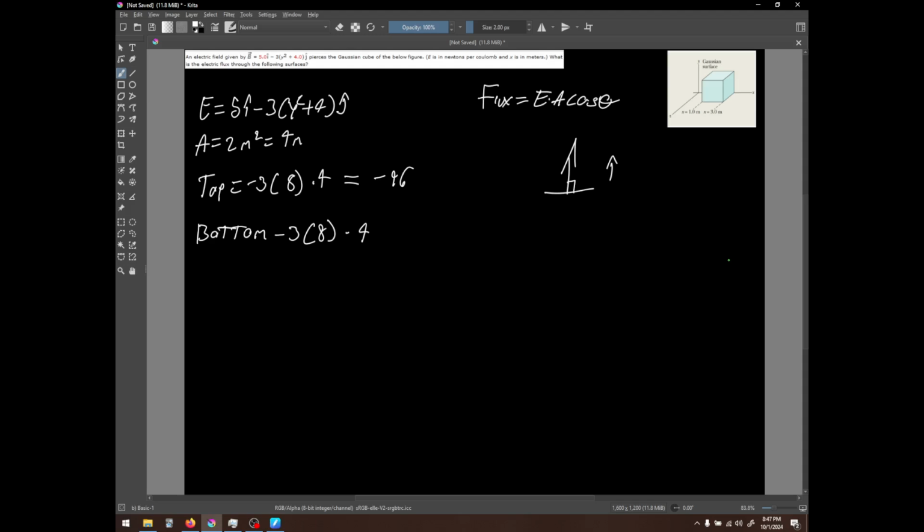Wait, I got it. Because y is 0, then it's just -3 times 4 times 4, which is going to be 48. Well, negative 48, but if I just type in 48 should be the answer. Yep.